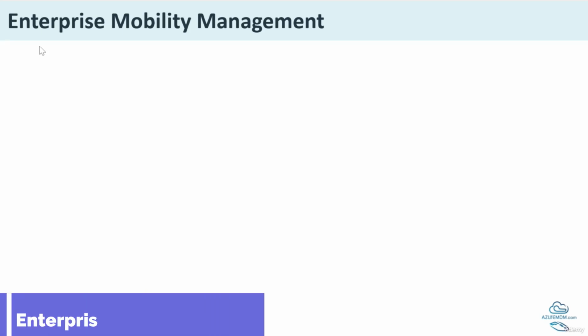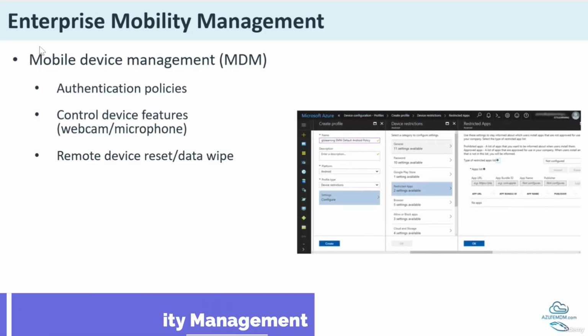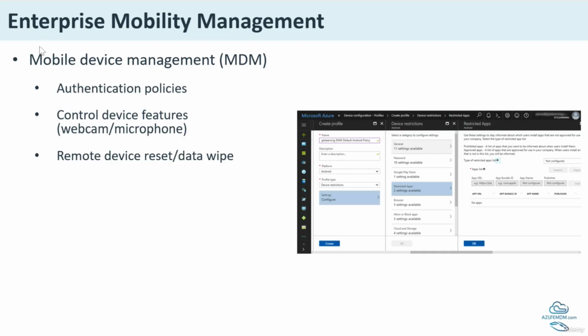So now we'll understand about enterprise mobility management, just MDM, that is mobile device management. Mobile device management is a tool, in fact an interface, which will control the authentication policies and the device related features. Like if the organization that has given you the laptop wants to control certain features, like you cannot use the webcam, they can restrict that. You cannot use the USB port, they can also restrict that.